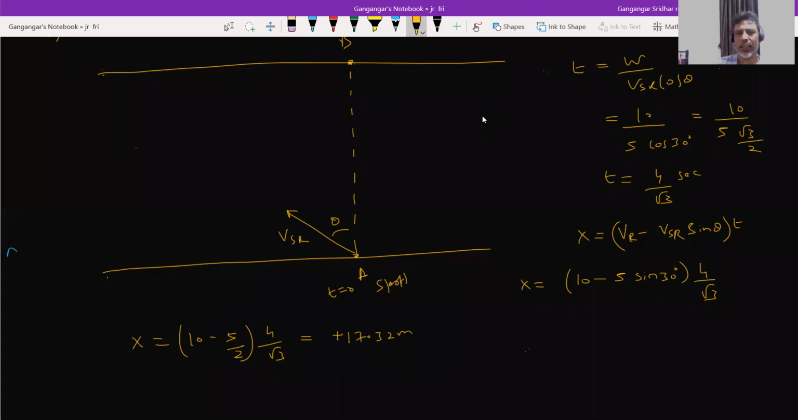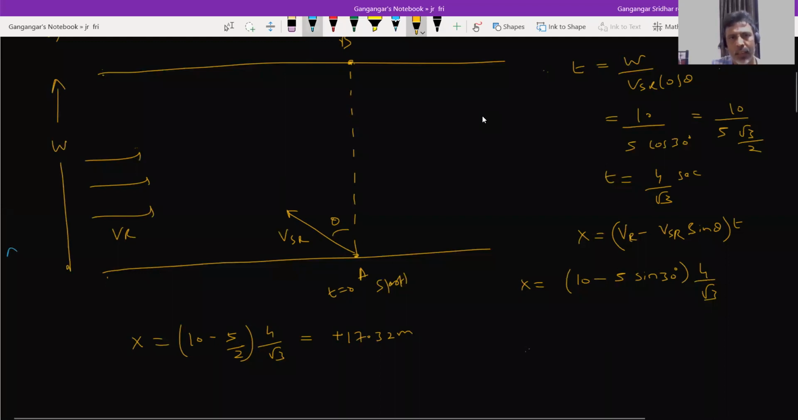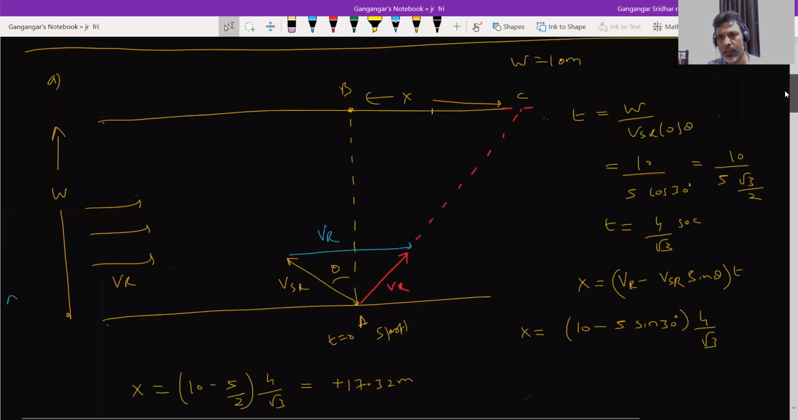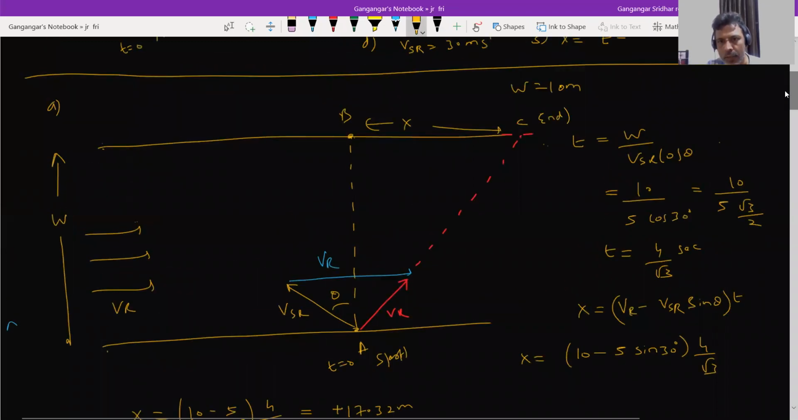Okay, now, looking at the data, you tell me where do you reach. Though it seems up the stream, there's a river current, there's the width of the river. The river current will push him, this will be VR, and he will reach down the stream. This is the drift. So this is the end point. After what time? 4 by root 3 seconds.